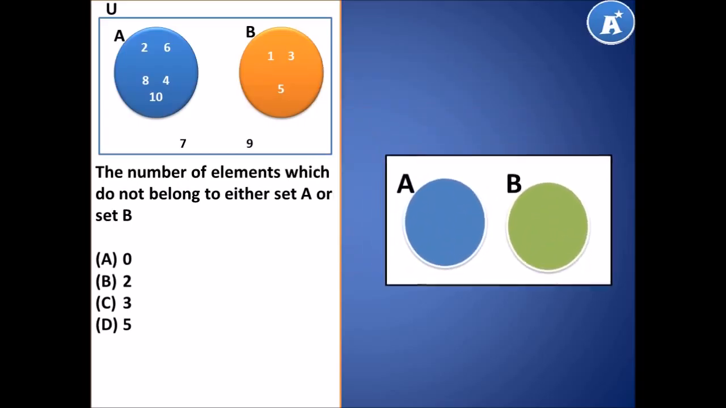So let's look at our Venn diagram again. In this case, we're looking for elements that do not belong to A or B. So we're looking at the region that is not shaded in purple, so it's the rest of the Venn diagram. Those numbers are 7 and 9. So 7 and 9, that's how many elements? 2. So our answer is B.